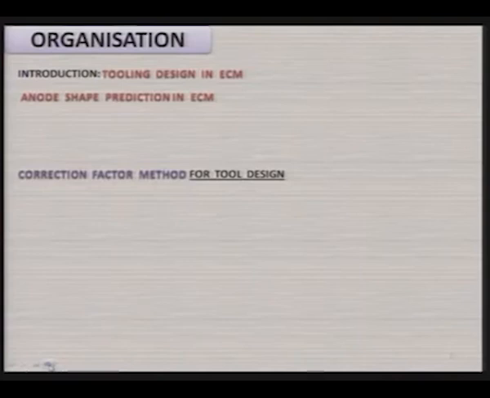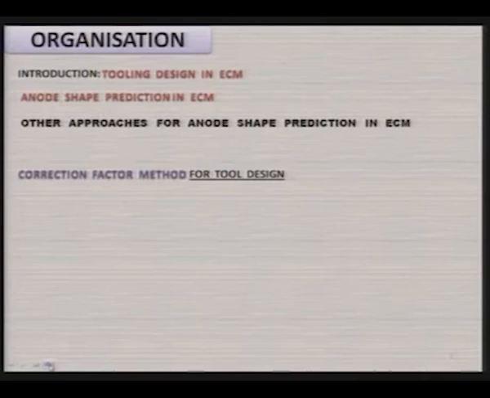Organization of the talk is: first I will give you an introduction to the tooling design in electrochemical machining. Then what is anode shape prediction in electrochemical machining. After that I will discuss various approaches for anode shape prediction, including the cos theta method. Then the cos theta method will be discussed for tool design in electrochemical machining, and finally a very brief introduction will be given to the correction factor method suggested for tool design in electrochemical machining.